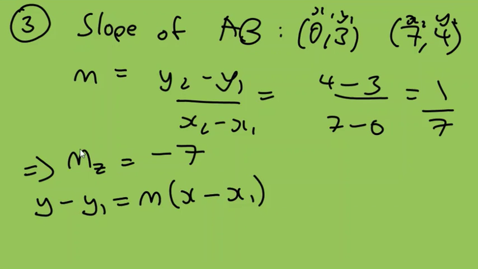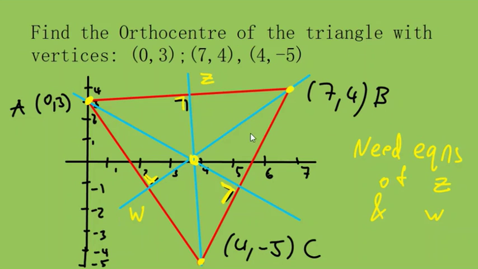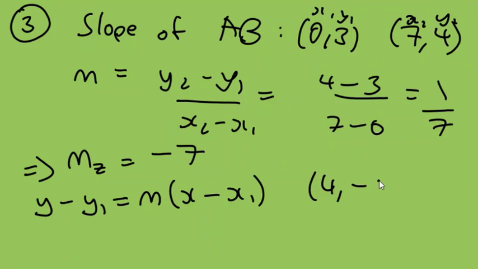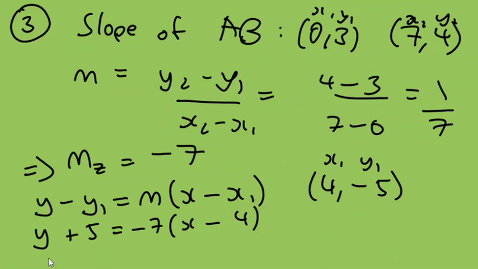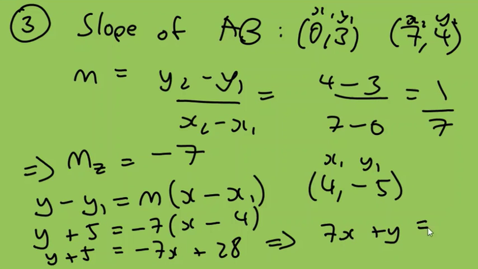What point are we going to use? Well, we have the slope, we need a point. Remember that this equation is the one that C is on, so 4, minus 5 is going to be the point that is on it. So 4, minus 5 is x1, y1, and minus 7 is our slope. y plus 5 equals minus 7 times x minus 4, so equals minus 7x plus 28. We end up with 7x plus y is equal to 23. So that's my equation of Z.